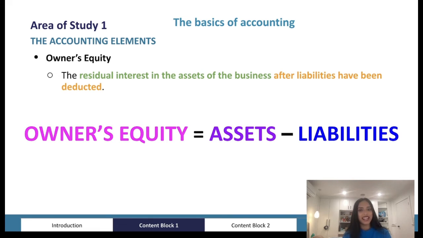So, as I was saying, the accounting equation is assets equals owner's equity plus liabilities, but if we were to rearrange that formula to be able to find owner's equity, it would be assets minus liabilities. So you can rearrange the accounting equation.